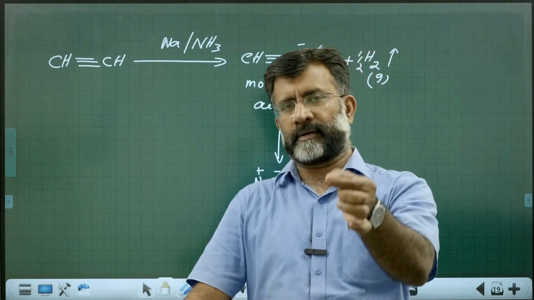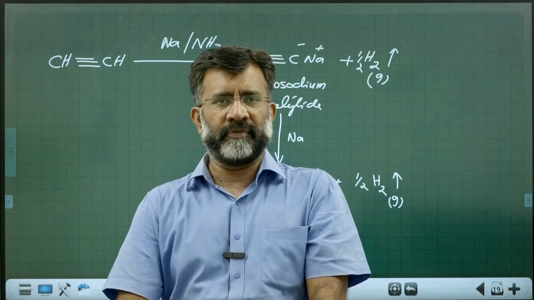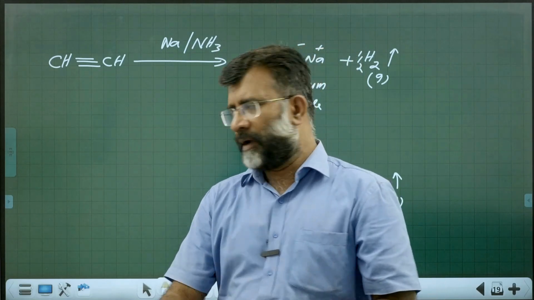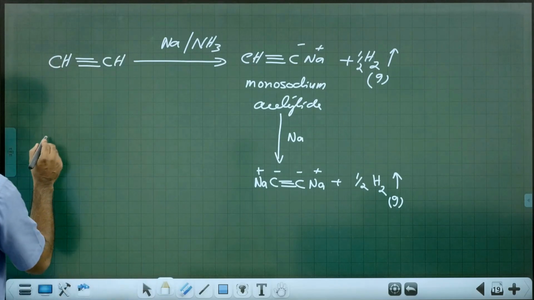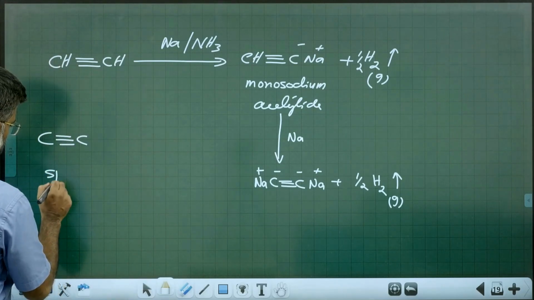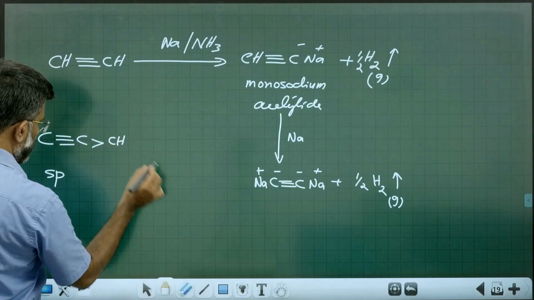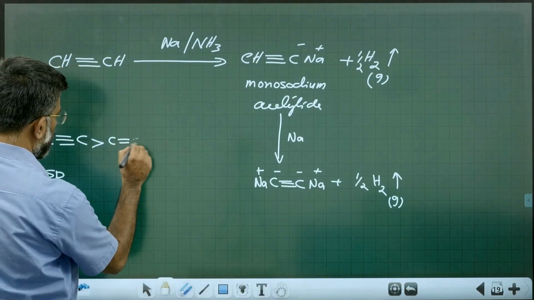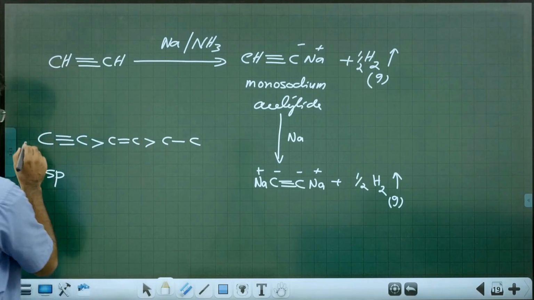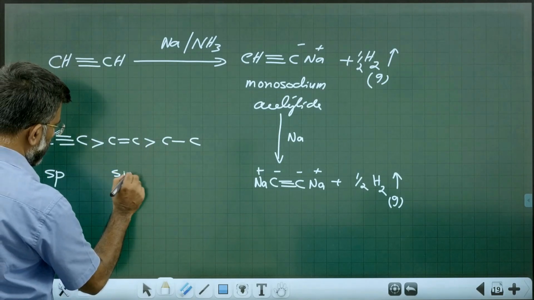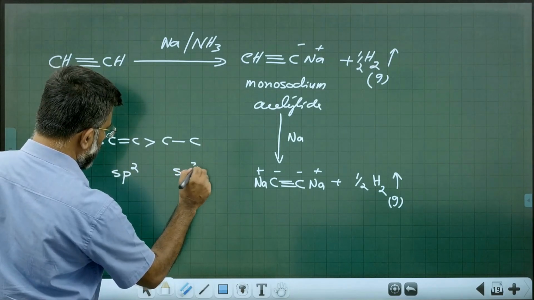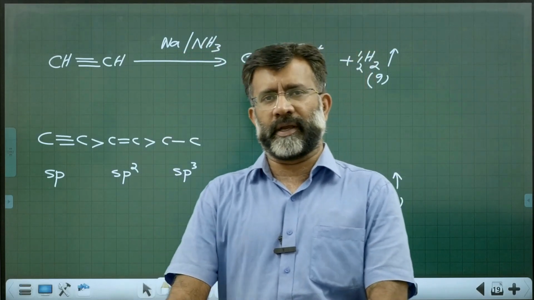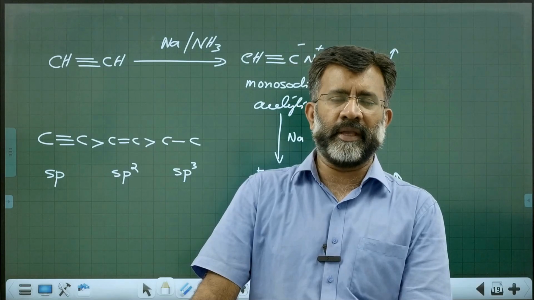That hydrogen connected to triple bonded carbon shows feeble acidic character because it is a highly electronegative carbon. What is the order of electronegativity of carbon atoms? Triple bonded carbon with sp hybridization is more electronegative than double bonded carbon, which is more electronegative than single bonded carbon. So this is sp carbon, this is sp2 carbon, and this is sp3 carbon, isn't it? So sp carbon is more electronegative, and the connected hydrogen seems to be acidic in nature.